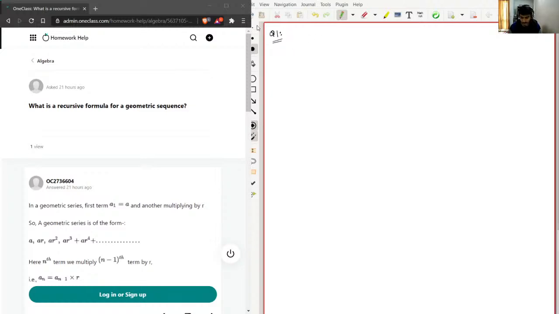Just a minute, just a minute. Okay. Recursive formula for a geometric sequence.